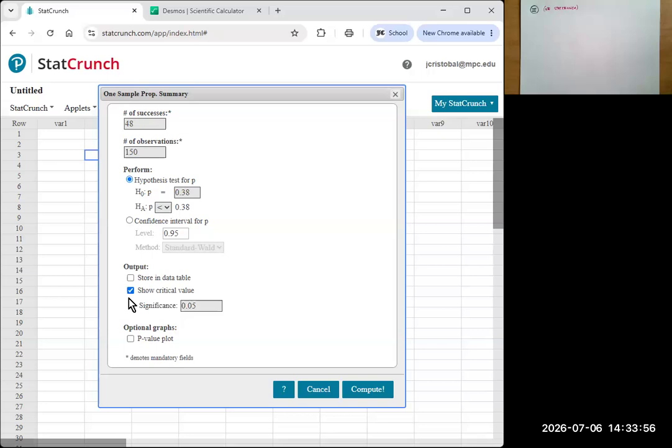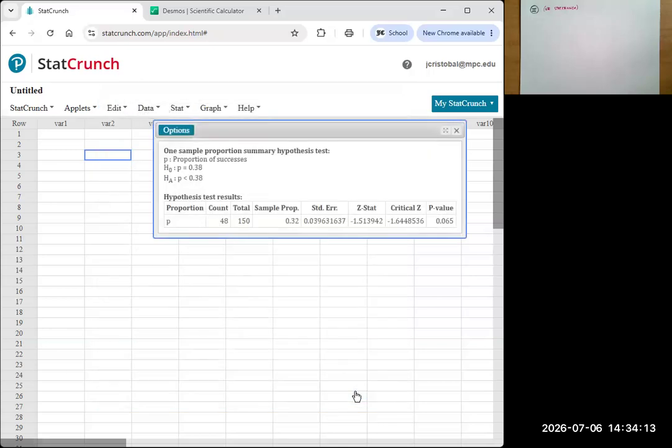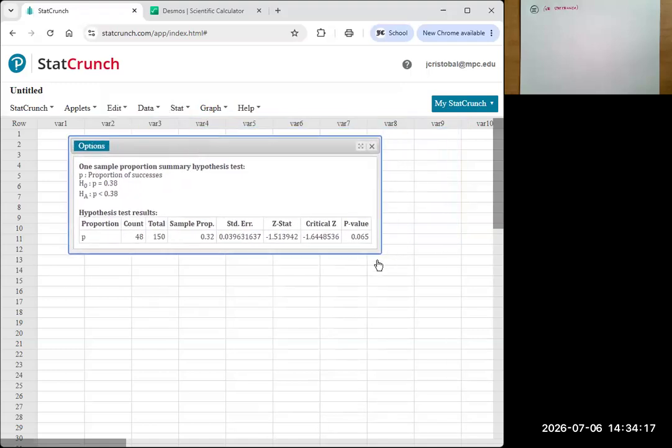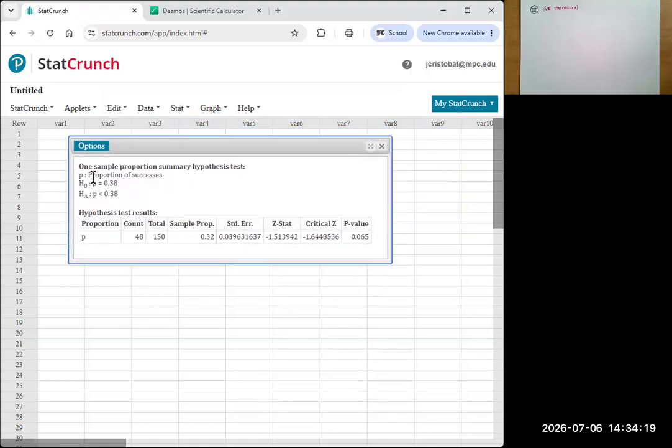I'll have it show the critical value, that way it's doing that work to get the critical value if you want to do it. Our significance level is 5%, 0.05, so that's good. You can change that as necessary. Show the critical value. I'm not worried about the graphing. We'll compute. And there we go. Here are our results. There's our proportion of successes, there's our p.